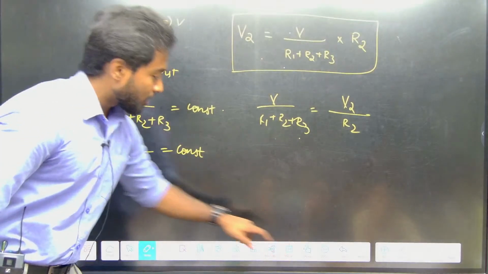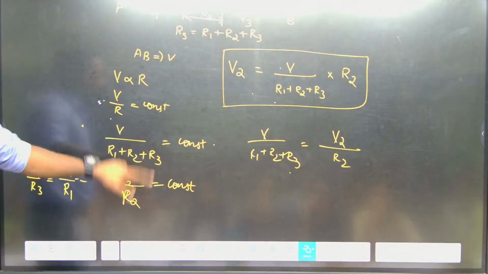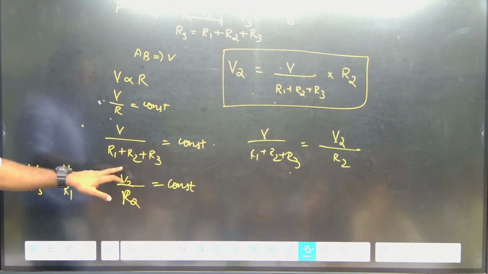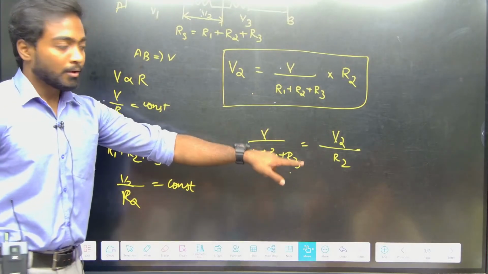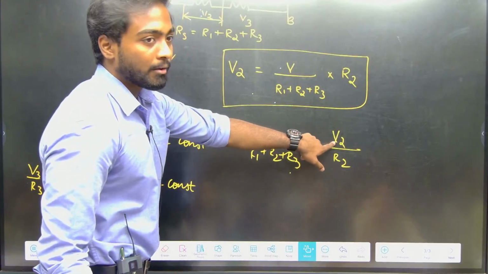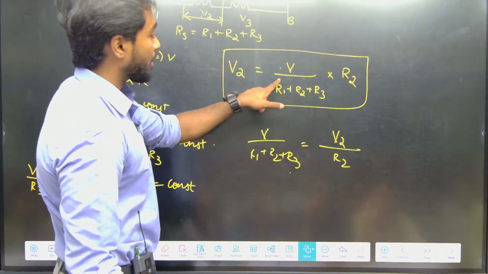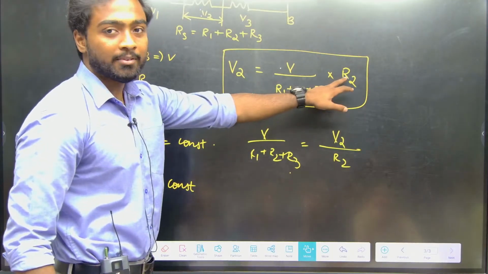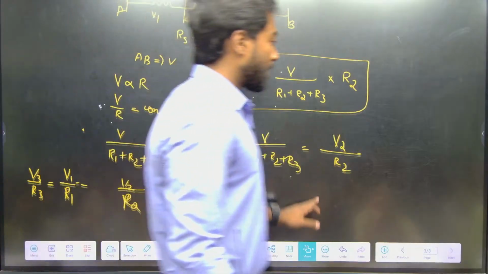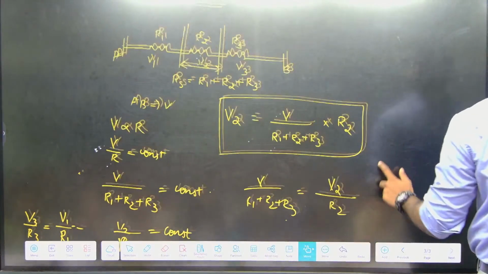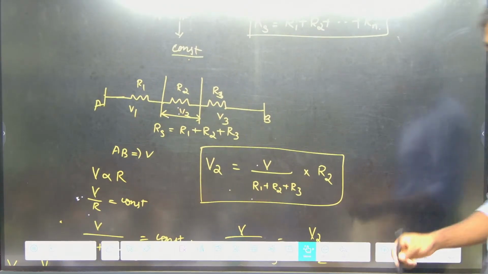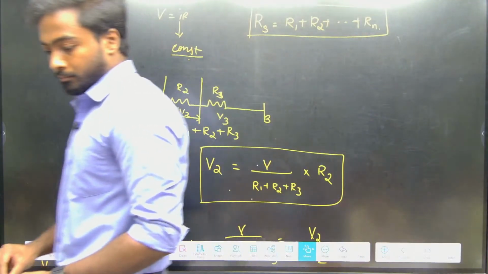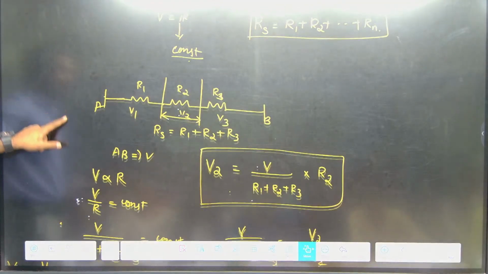From this I can equate both equations. So V by (R1 plus R2 plus R3) equals V2 by R2. So the potential drop in V2 will be nothing but V by (R1 plus R2 plus R3) times R2. This is how you will find the potential drop in each resistor. You can take this point. This is the potential divider formula.